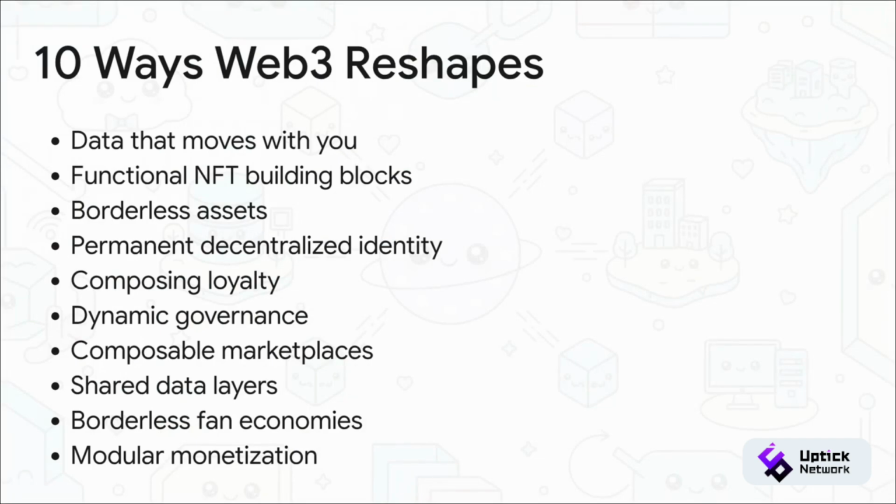To really grasp the massive scope of this, let's look at 10 ways composability reshapes the web. It literally touches everything. We're talking shared data layers that move with you, turning NFTs into functional building blocks, completely borderless assets, and permanent decentralized identities. It entirely revolutionizes loyalty, dynamic governance, shared marketplaces, fan economies, and modular monetization. Instead of fragmentation, we get absolute continuity.